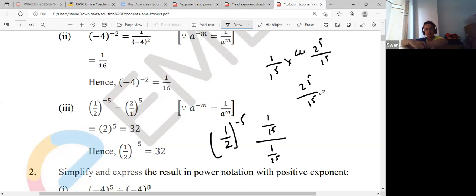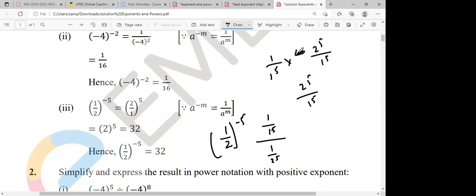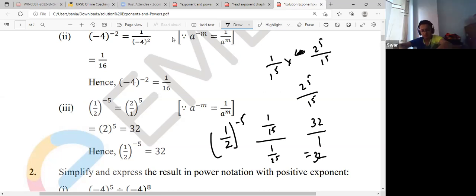Why dividing them, ma'am? No, you are going to multiply them now. Then 2 raised to the power 5 multiplied by 1 is your 2 to the power 5, and 1 multiplied by 1 raised to the power 5 is your 1 raised to the power 5. Okay, ma'am. Right. So if you solve it, you will get 32 divided by 1. So your answer will be 32. Okay, ma'am. Okay. Yes.